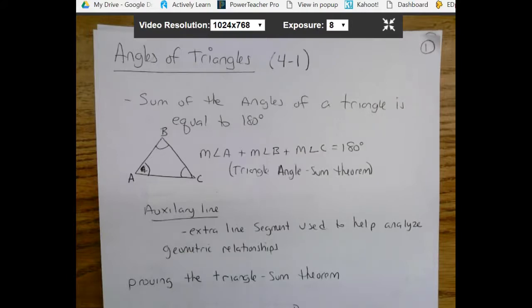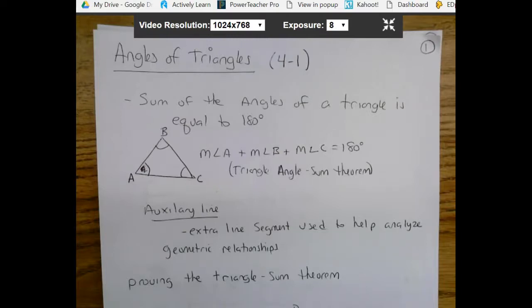So the name of this unit, 4.1, is Angles of Triangles. One thing we should always remember, which probably everybody knows, you learned this probably in pre-algebra, is that the sum of the angles of a triangle is equal to 180 degrees. If we wanted to state that in a more mathematical way, we could say the measure of angle A plus the measure of angle B plus the measure of angle C equals 180 degrees.